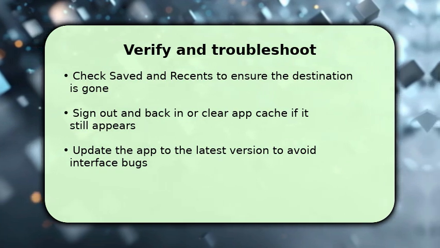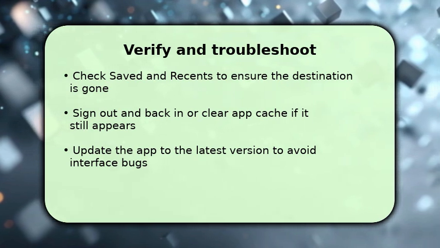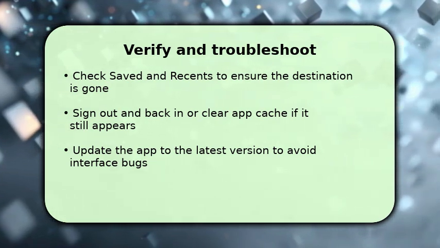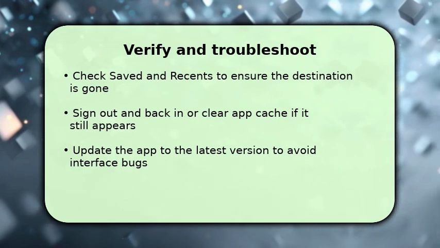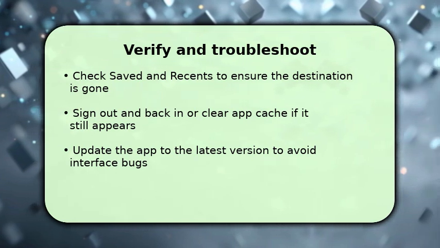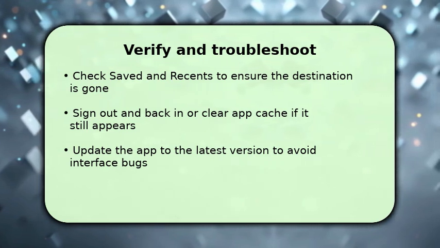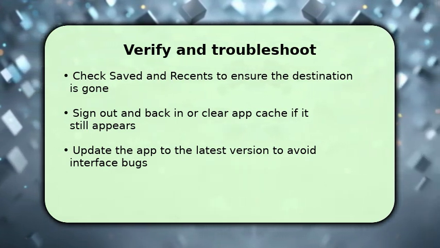If it still shows up, sign out and back in or clear the Waze app cache. These steps force a sync and often resolve display glitches. Also make sure Waze is updated, because older versions may have a bug that prevents deletes from syncing. If problems persist, try deleting from another device or reinstalling the app. That usually fixes stubborn entries.